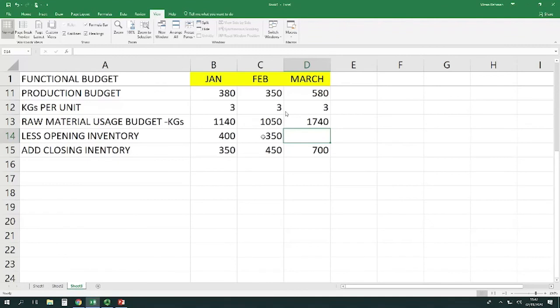And March. Now some are still wondering how the closing of one month is the opening of the next month. Whatever you have on 31st of January, you're going to have exactly the same on 1st of February, if you didn't sell anything in the middle.